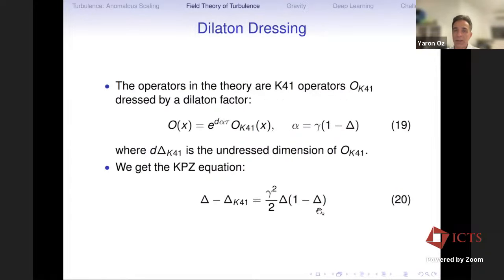And the way it's done is that all the observables of the theory are the observables of the K41 theory dressed with this Dilaton field. That's the way you write the operators in the theory. There are a couple of steps that I'm going to skip now. You can easily derive this formula 20. It says that if you know the dimension under K41 scaling of the object, you know the real dimension. This gamma will be related to this calligraphic G, what we call the intermittency parameter.